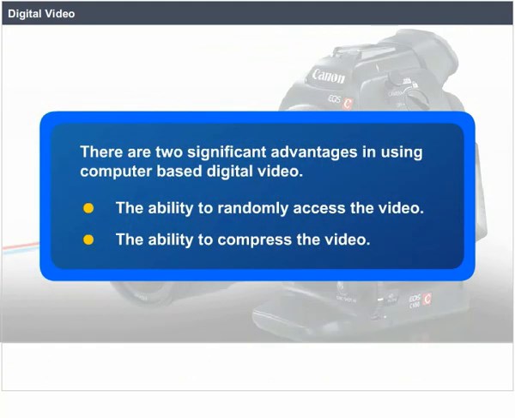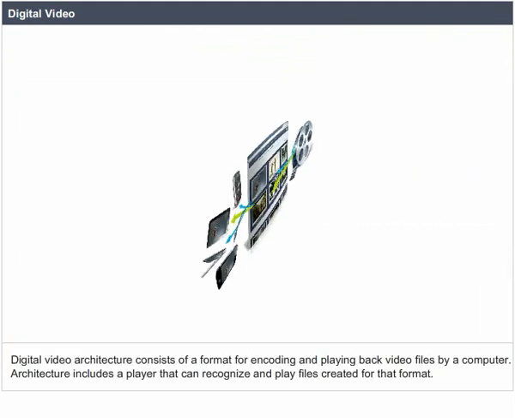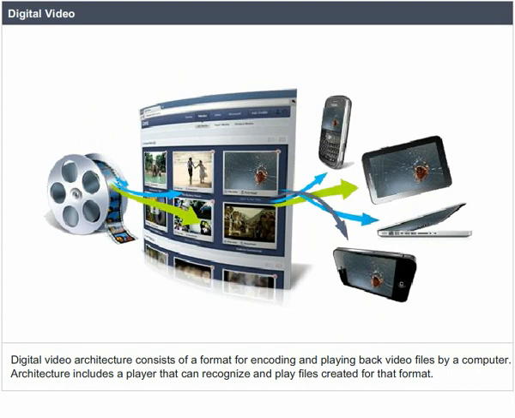There are 2 significant advantages in using computer-based digital video: the ability to randomly access the video, and the ability to compress the video. Digital video architecture. Digital video architecture consists of a format for encoding and playing back video files by a computer. Architecture includes a player that can recognize and play files created for that format.